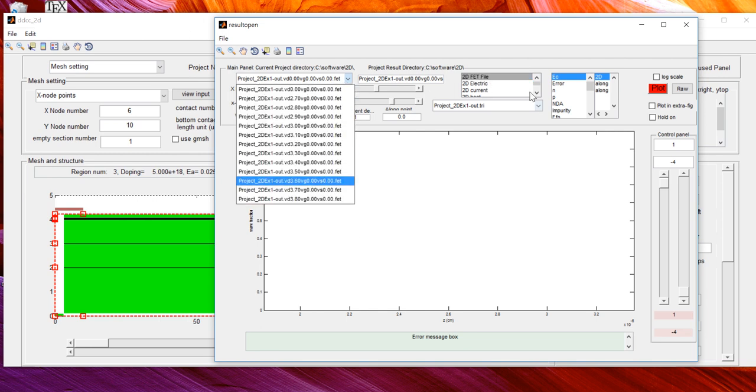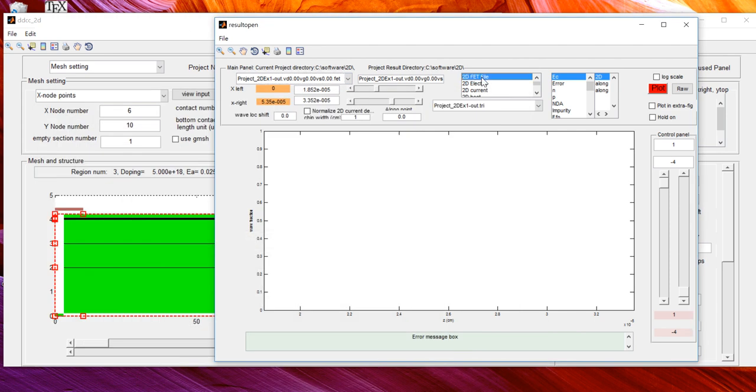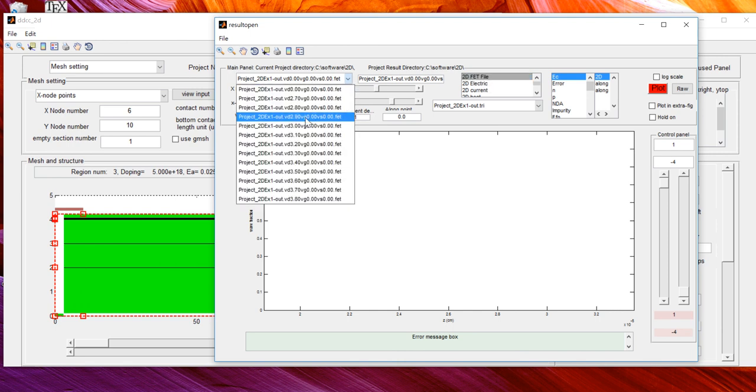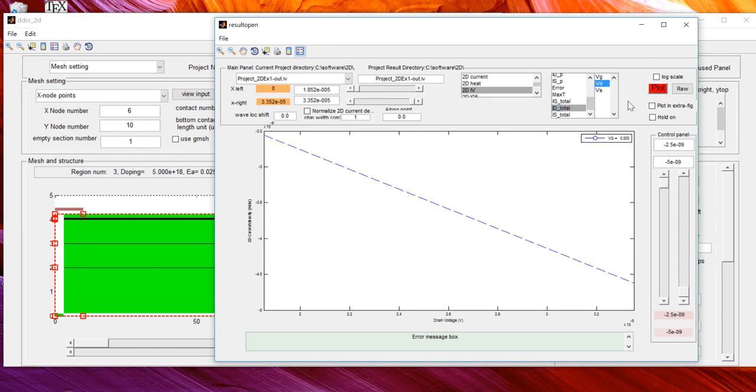And if you have finished more bias simulation from here, you need to double click this to refresh. Otherwise, you will only have the old results. Okay, let's look at the bias port condition. First, let's look at the IV curve. So for the IV curve, let's say we apply the gate bias. So you can plot Gen ID, VDID.